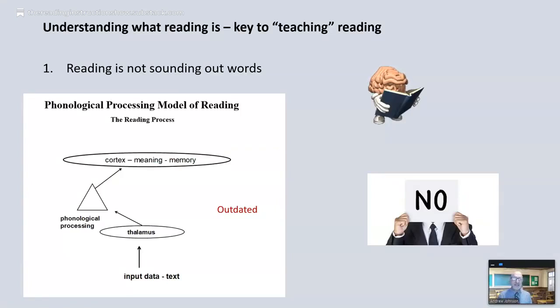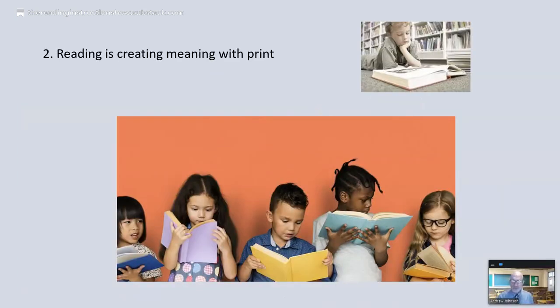Know that reading is not sounding out words. This is the simple view of reading. That reading simply goes from the page up to your thalamus. You understand it, you process it, and then it goes up to the cortex. This one-way process is an outdated view of reading. Reading is not sounding out words, it's creating meaning. Without meaning, you are not reading.